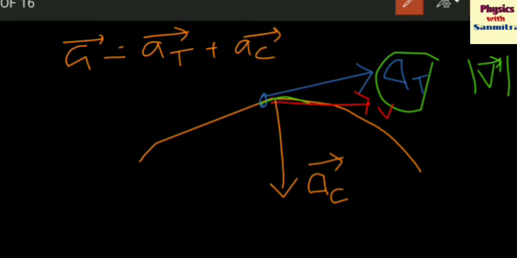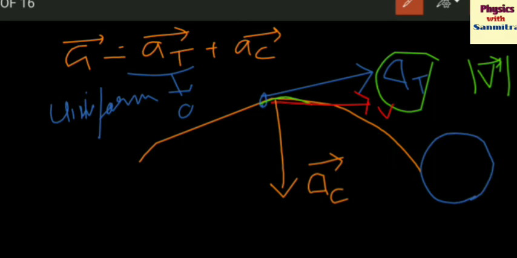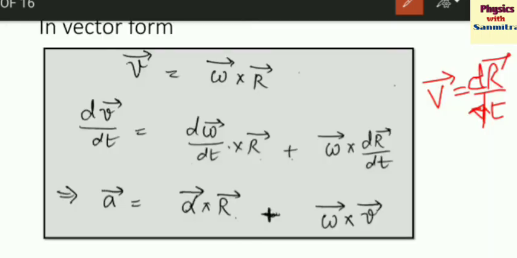For uniform circular motion, AT will be equal to 0. Tangential will be 0. That means it is moving with constant speed. But remember, velocity is not constant since direction is changing. Okay. So alpha cross r, and omega cross v.